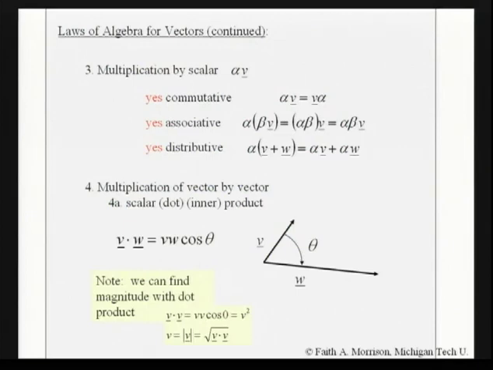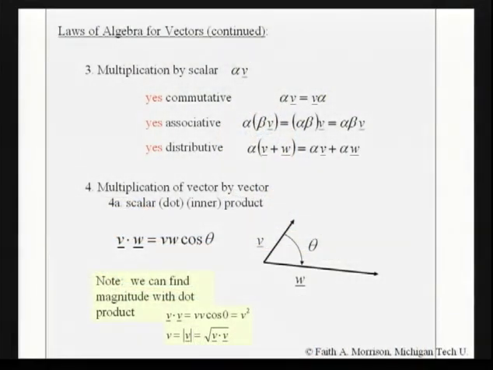Now, we can multiply. Scalars were easy. There were commutative, associative, distributive laws. But now with multiplication with vectors, we have different kinds of multiplication. We have multiplication of a vector by a scalar and multiplication of two vectors with each other, which can either be the scalar product or the cross product. So that's where things get a little bit more complicated.